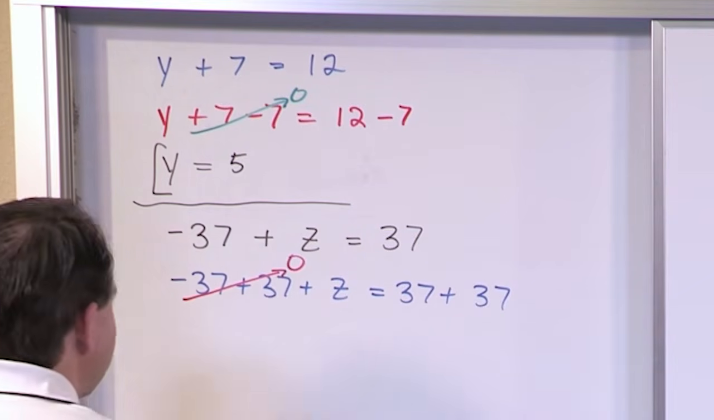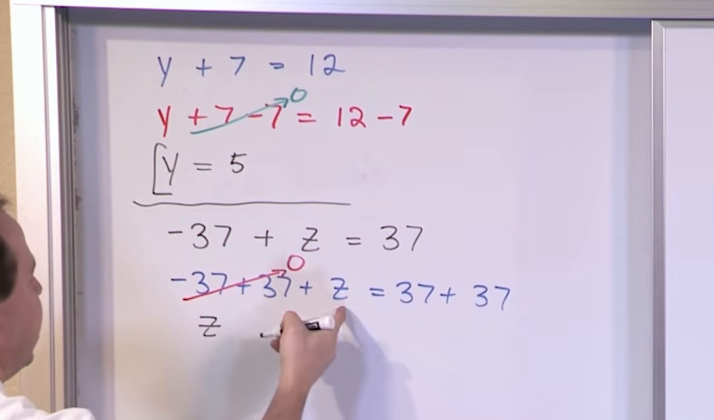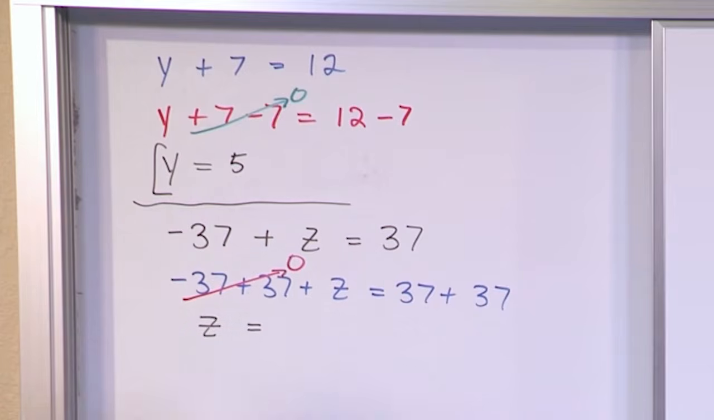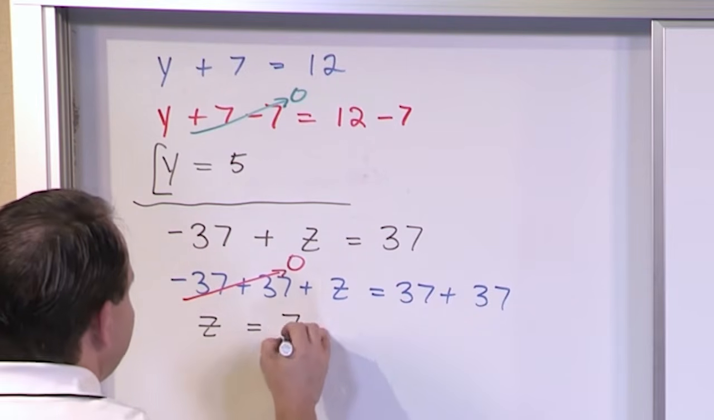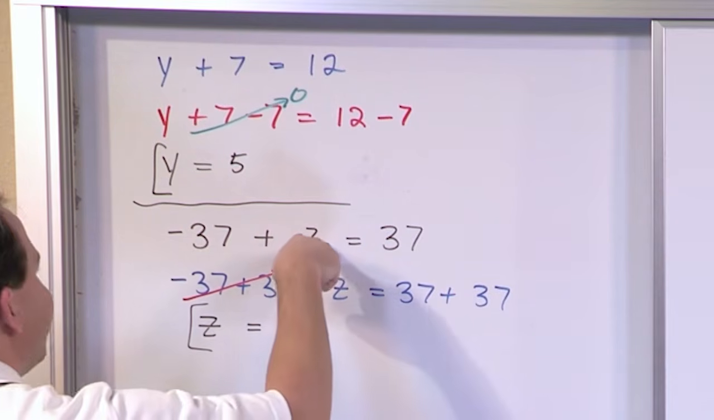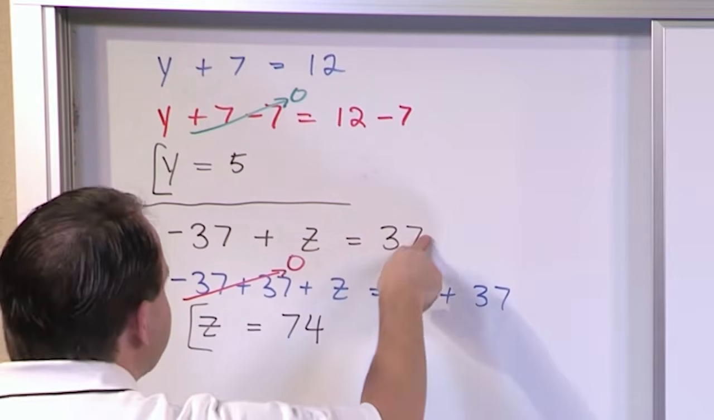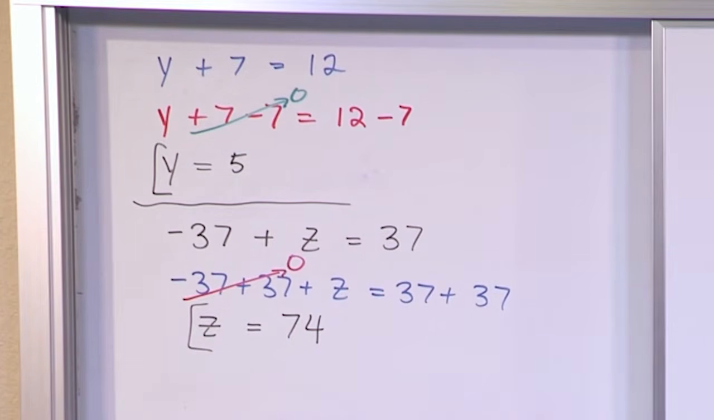And that basically eliminates everything on the left-hand side. The only thing we have left is z. On the right-hand side, we have 37 plus 37, which is 74. The answer is 74. And again, you can check it by putting 74 in for z. Negative 37 plus positive 74 is going to give you positive 37 for a final answer. And I encourage you to check that just to make sure.